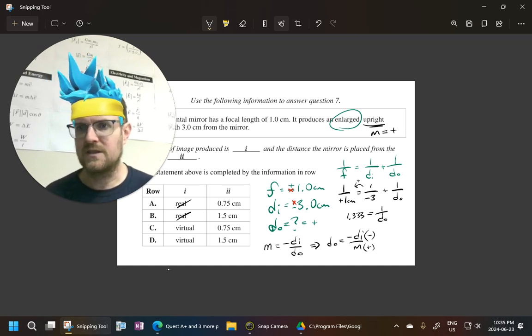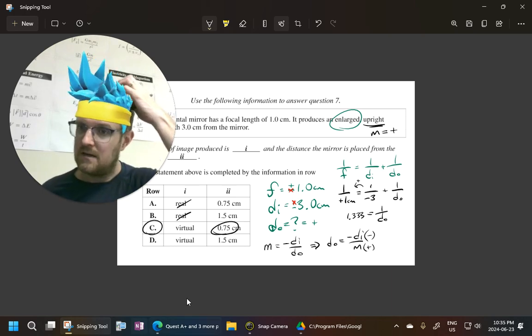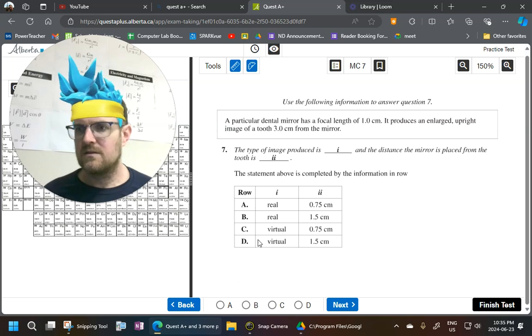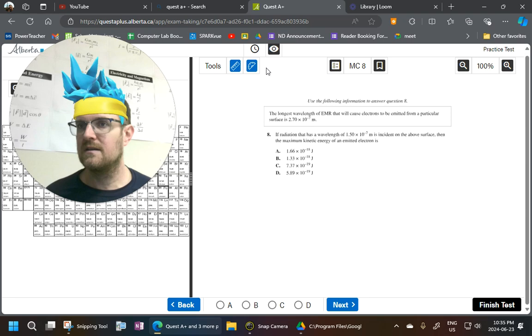This is a fun question. All right, so 0.75. So it's got to be C, okay? And you do the flip. I'm not going to do that in my thing here. So it's got to be, what did I say, C. Yeah, so far so good, I think. I don't know how many questions we're into here.